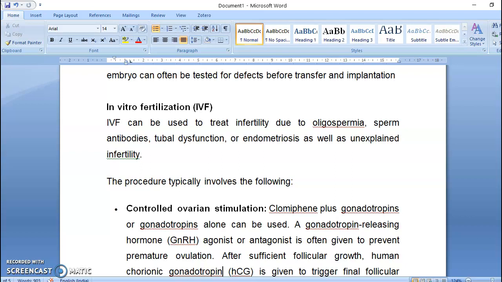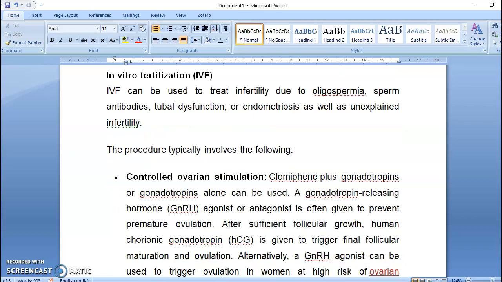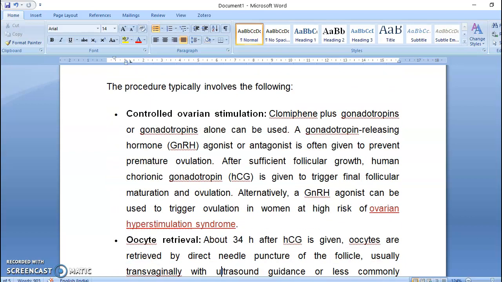And here we can see that once they are stimulated by drugs, there are some drawbacks also, because sometimes ovarian hyperstimulation syndrome can also be seen, like there may be overbleeding, there may be abdominal pain, and there can be some other issues.